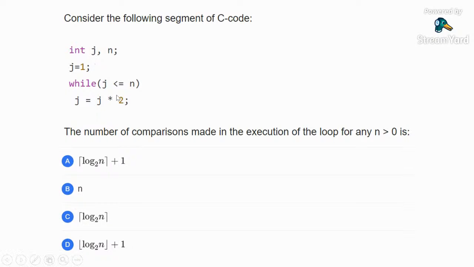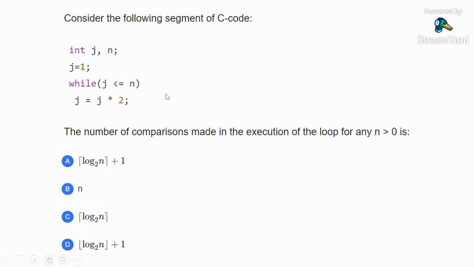Now see, how many comparisons? This is asking for the number of comparisons. The initial value of j is 1, so 1 is less than or equal to 5. This is the first comparison. Then j becomes 2. Now you are saying 2 is less than or equal to 5. This is the second comparison. Then j becomes 4. Once again you come here. Then 4 is less than or equal to 5. This time it is true. Once again you come here. Now 4 becomes 8. Now once again you jump here. Now you are saying that 8 is less than or equal to 5. This is the comparison, but what is the result of this comparison? It is false. You come out of this loop.